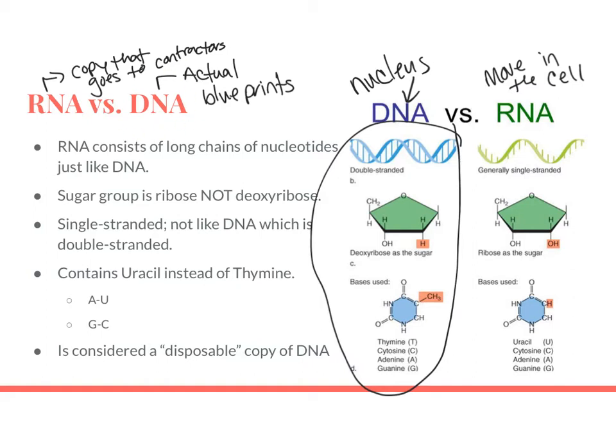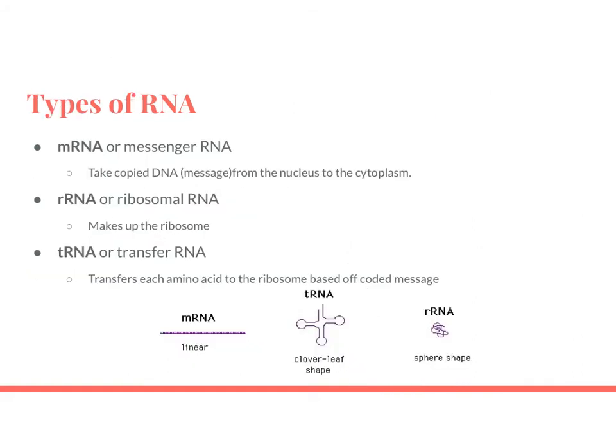So the DNA is the very valuable copy. The RNA is the disposable one. We have 3 types of RNA, and that's mRNA, rRNA, and tRNA. So mRNA, that's the one that we're going to be working with the most. It's called mRNA, which stands for messenger, because it takes a copied message of DNA from the nucleus and it moves it into the cytoplasm.